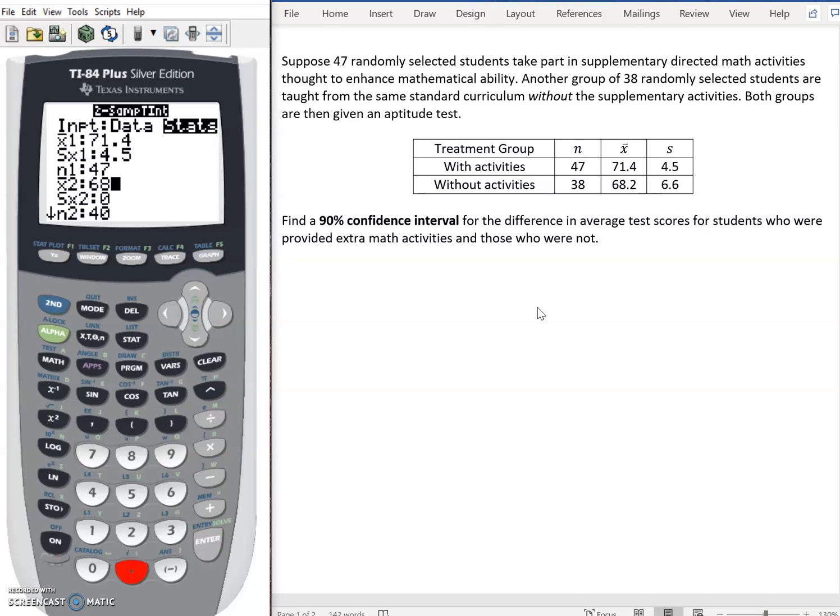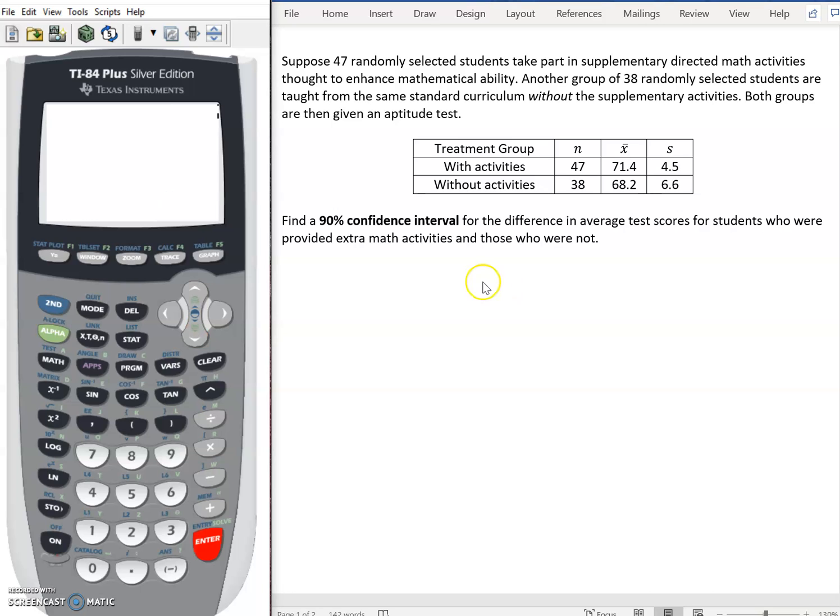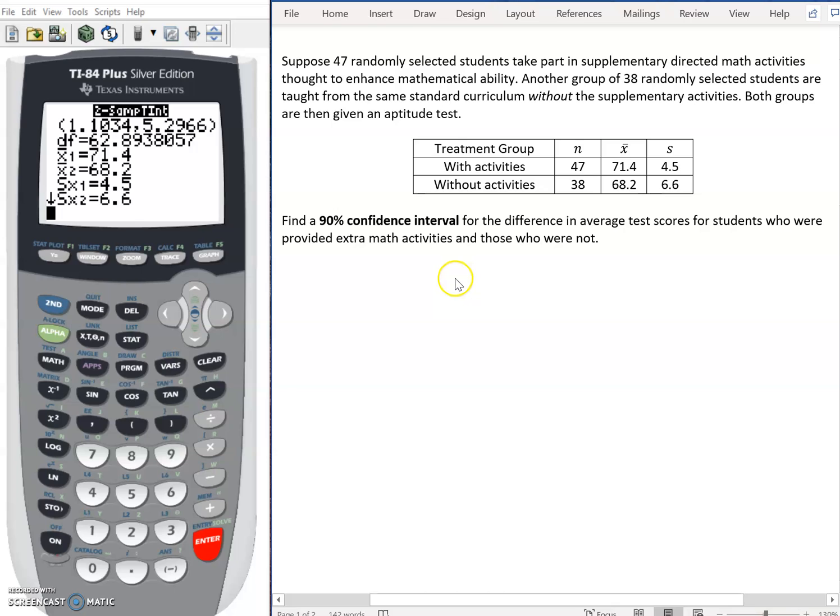Again, run through the same thing with the group without activity. So 68.2, 6.6, and 38. That's just a matter of copying everything in the right order from the table. And then, like usual, if we have a confidence interval, we need to know our confidence level. So we're going to say 0.90 for 90%. Pooled, we generally say no unless otherwise told. So for this class, just assume we're saying no, and then we calculate. Our confidence interval is going to be, I'm just going to round a little bit here, 1.1 to 5.3.